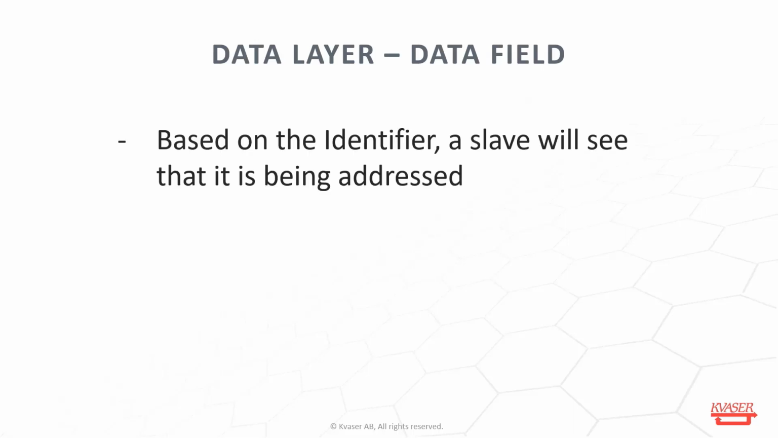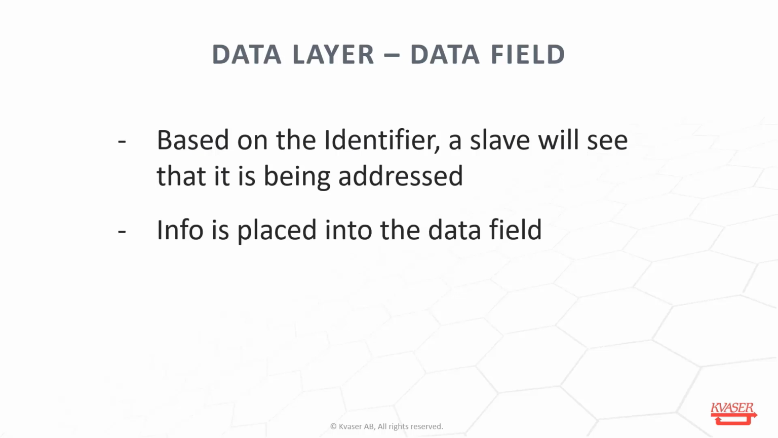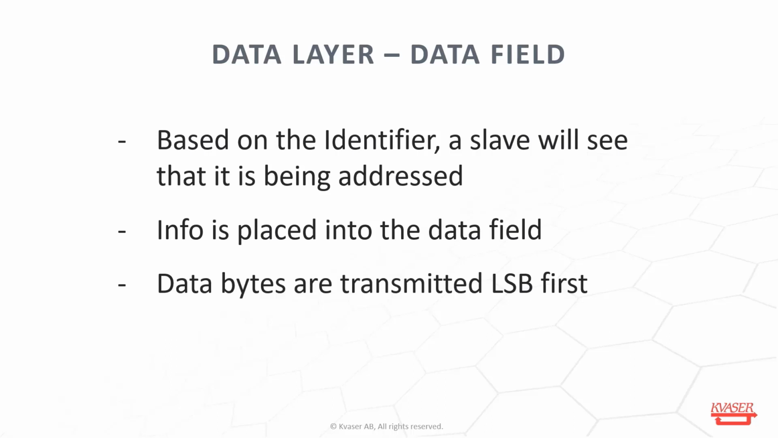Let's take a look at the data field now. Based on that identifier, like I just mentioned, that's how the slave knows it's for them. If that slave node has data, it starts putting it into the response field. The data bytes are transmitted in least significant byte first format.